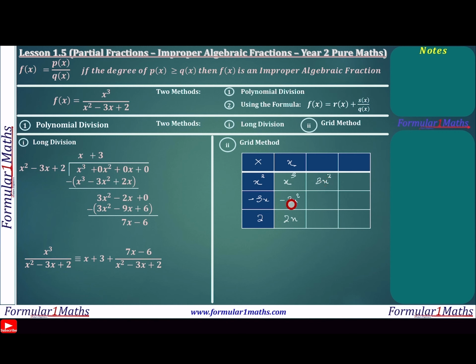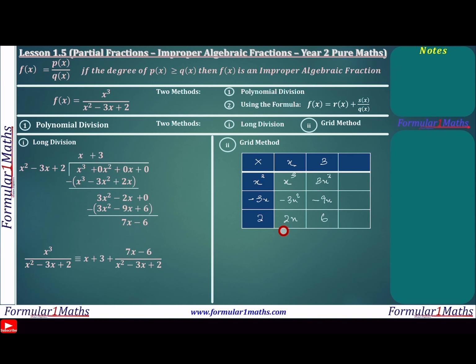And so minus 3x squared plus 3x squared is 0, and that's exactly what we want, because this one doesn't have any x squared term, because the x squared term here is 0. So because we've got 3x squared here, I have to find what I'm going to multiply x squared by to get 3x squared. That's going to be 3, so I can put 3 here. So now I can do some more multiplication. 3 times minus 3x is minus 9x, and 3 times 2 is 6.